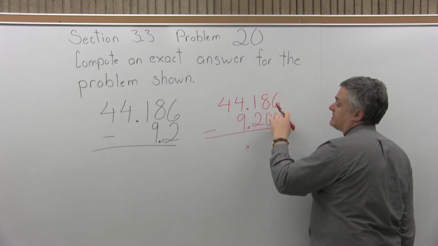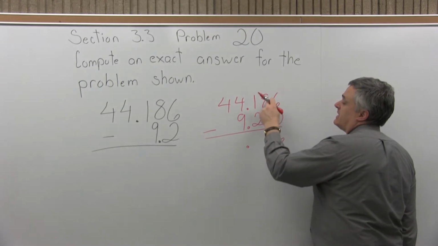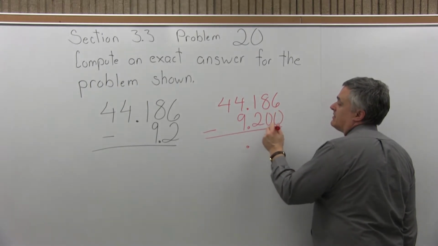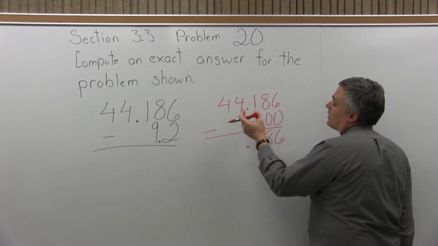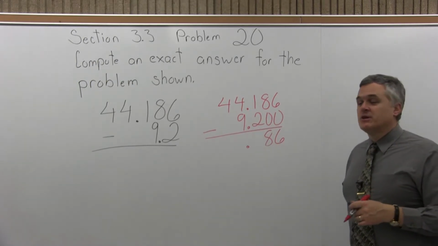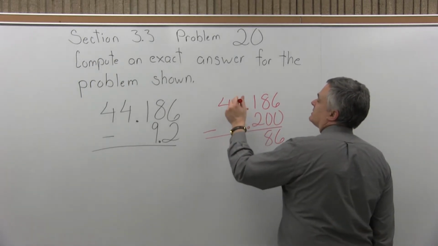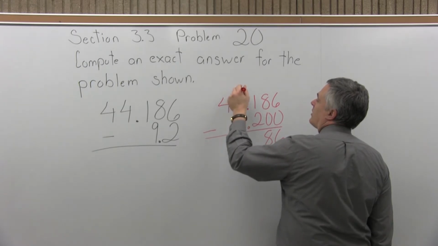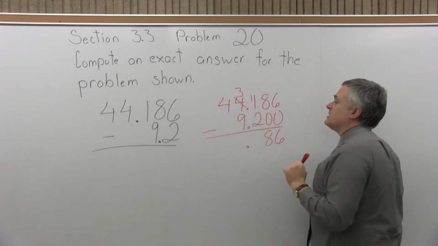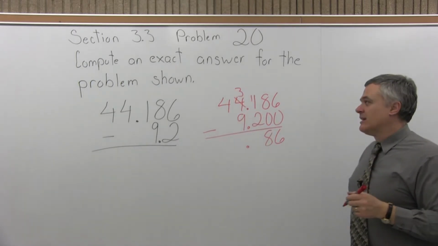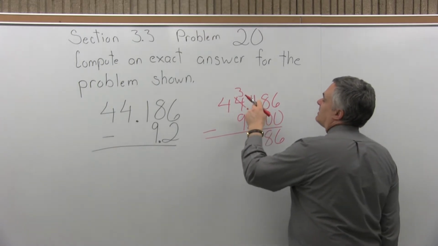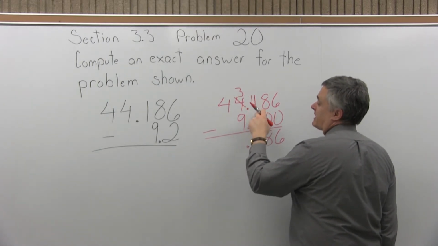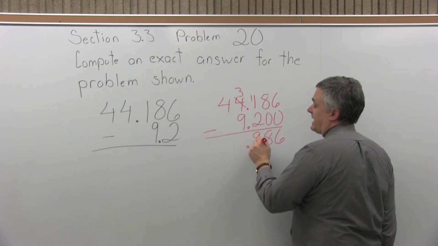So 6 minus 0 is 6. 8 minus 0 is 8. 1 minus 2. 1's not big enough to subtract 2 from it, so I'll need to borrow. So the next digit over is a 4. I'll cross that off, borrow, it becomes a 3. And what was a 1 to the right of it can now be written as an 11. Now I have 11 minus 2. Now 11 is big enough. I can subtract 2. 11 minus 2 is 9.